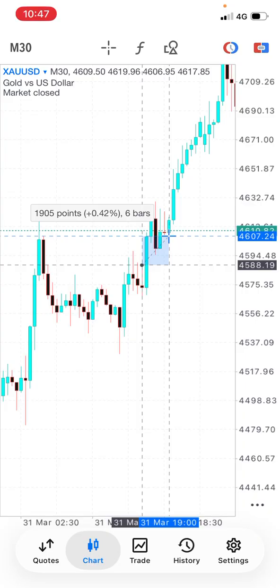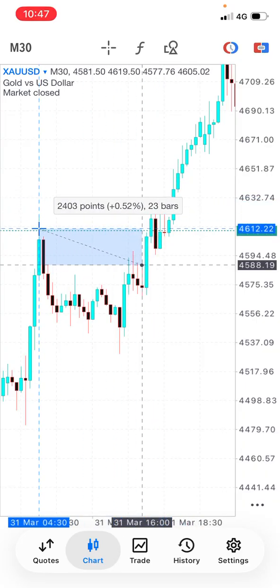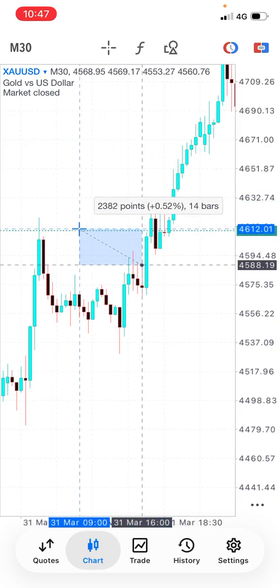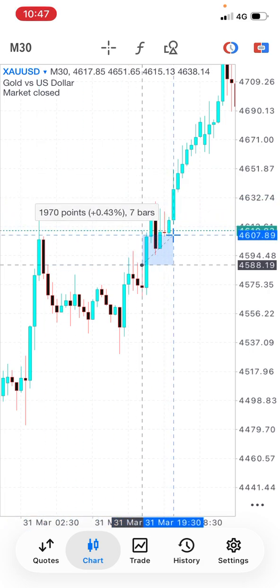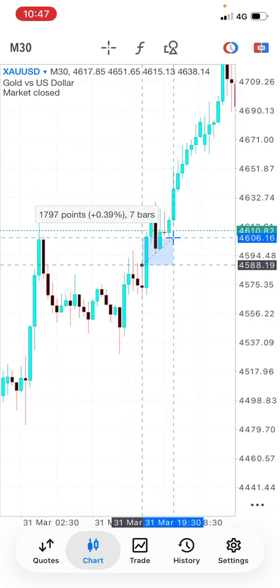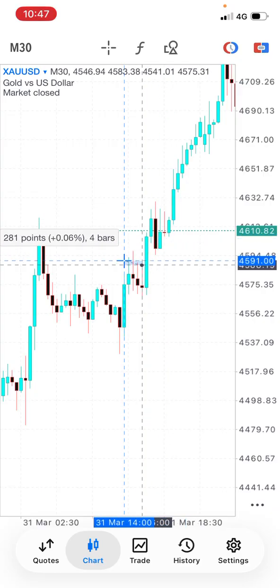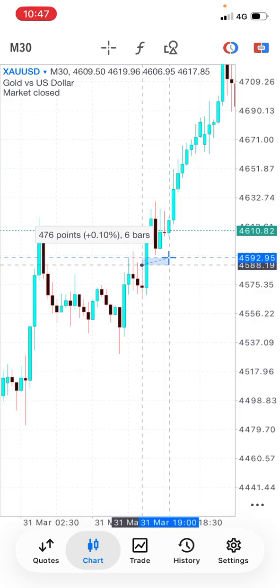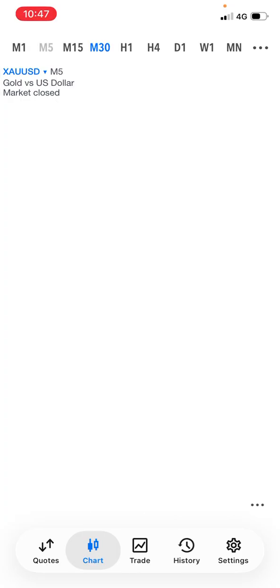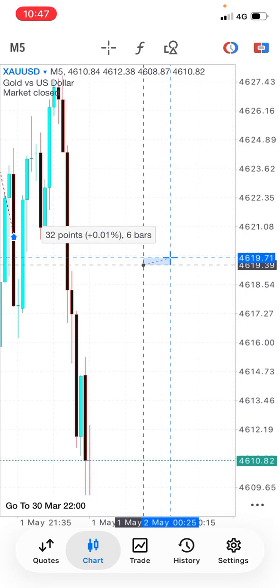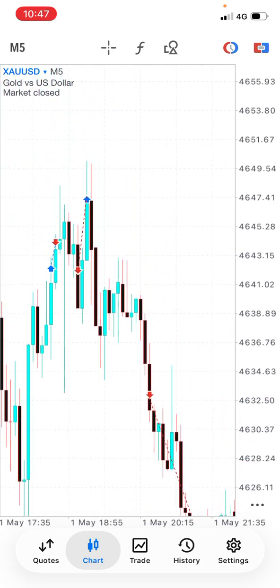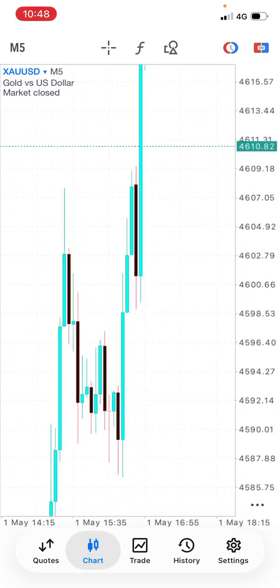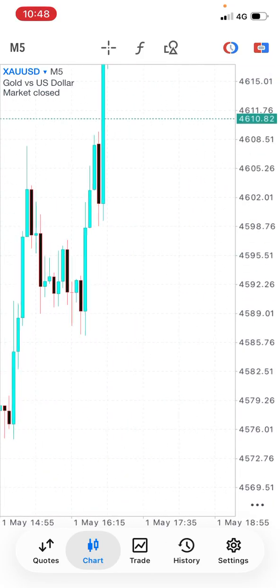So instead I look for confirmation signals such as a shift in market structure. Here it's a shift in market structure, strong rejection, or entry patterns on a lower time frame. Let's go to the 50-minute. Let's say this here. Here we go.